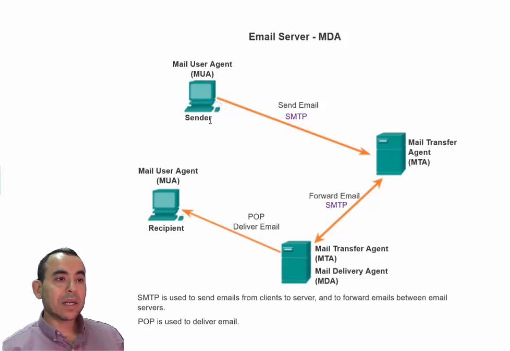So the email architecture uses the concept of push and then pull. We have a push from the sender to the mail transfer agent, and then we have another push from the mail transfer agent to the other mail transfer agent, and then the mail user agent on the recipient side will pull the information to the mail user agent client on the recipient side.